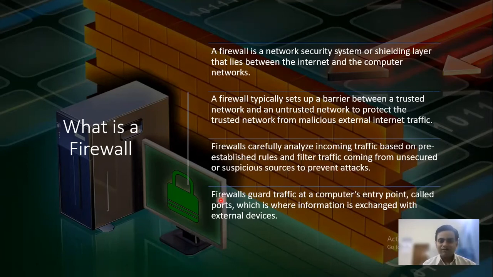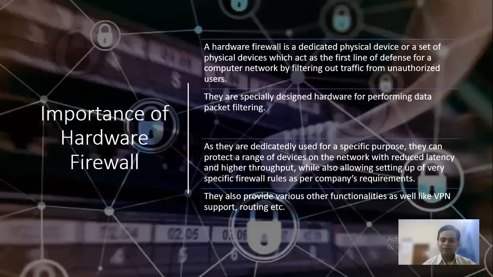Fair enough. Firewalls guard traffic at a computer's entry point called ports, which is where information is exchanged with external devices. Whenever we use any service, say HTTP, HTTPS, Telnet, SMTP, FTP, anything we run on a computer, it is basically happening via a port. And this port is the entry point for every service to run. It has to run via some port. So what a firewall does is that it establishes itself on these ports, and it filters the traffic and prevents any malicious traffic from entering into a system. That is the primary objective of a firewall. Okay, moving on to the next slide.